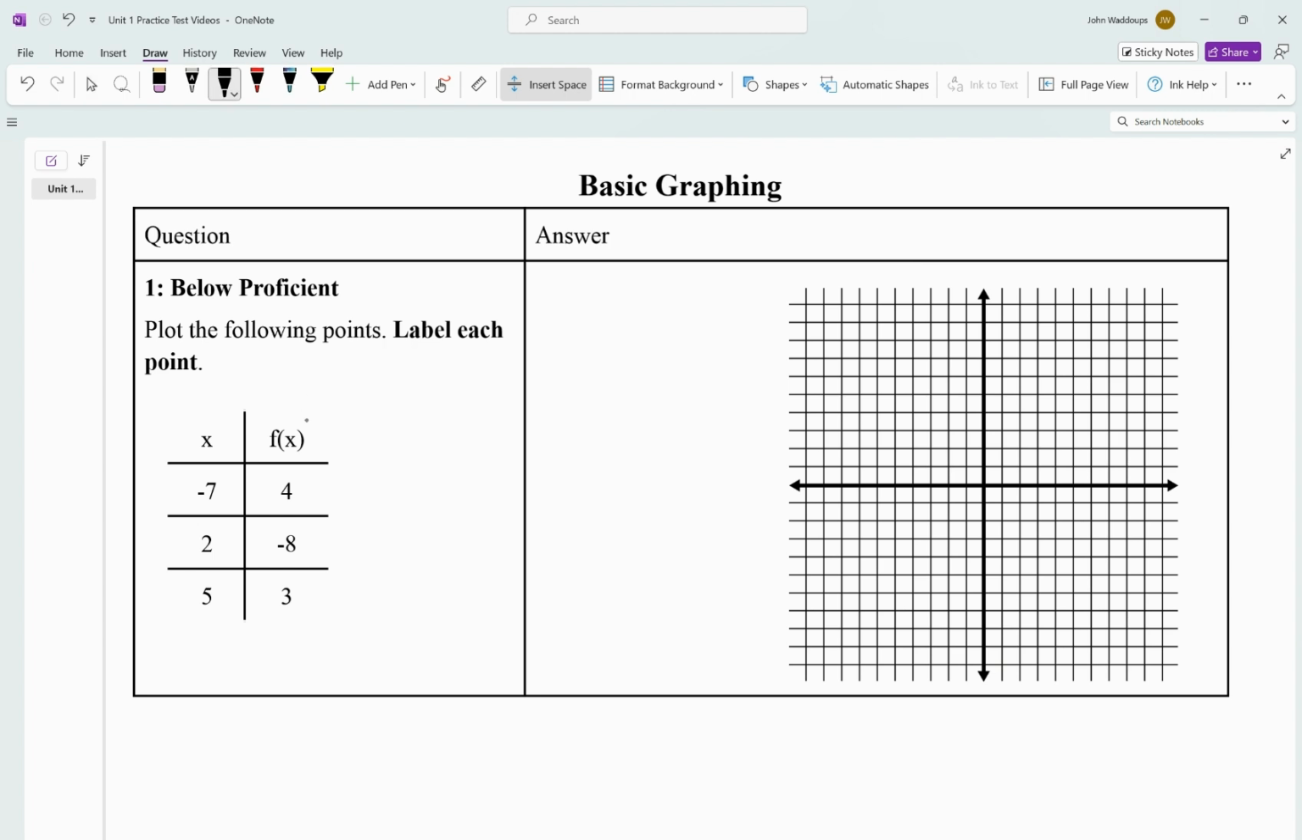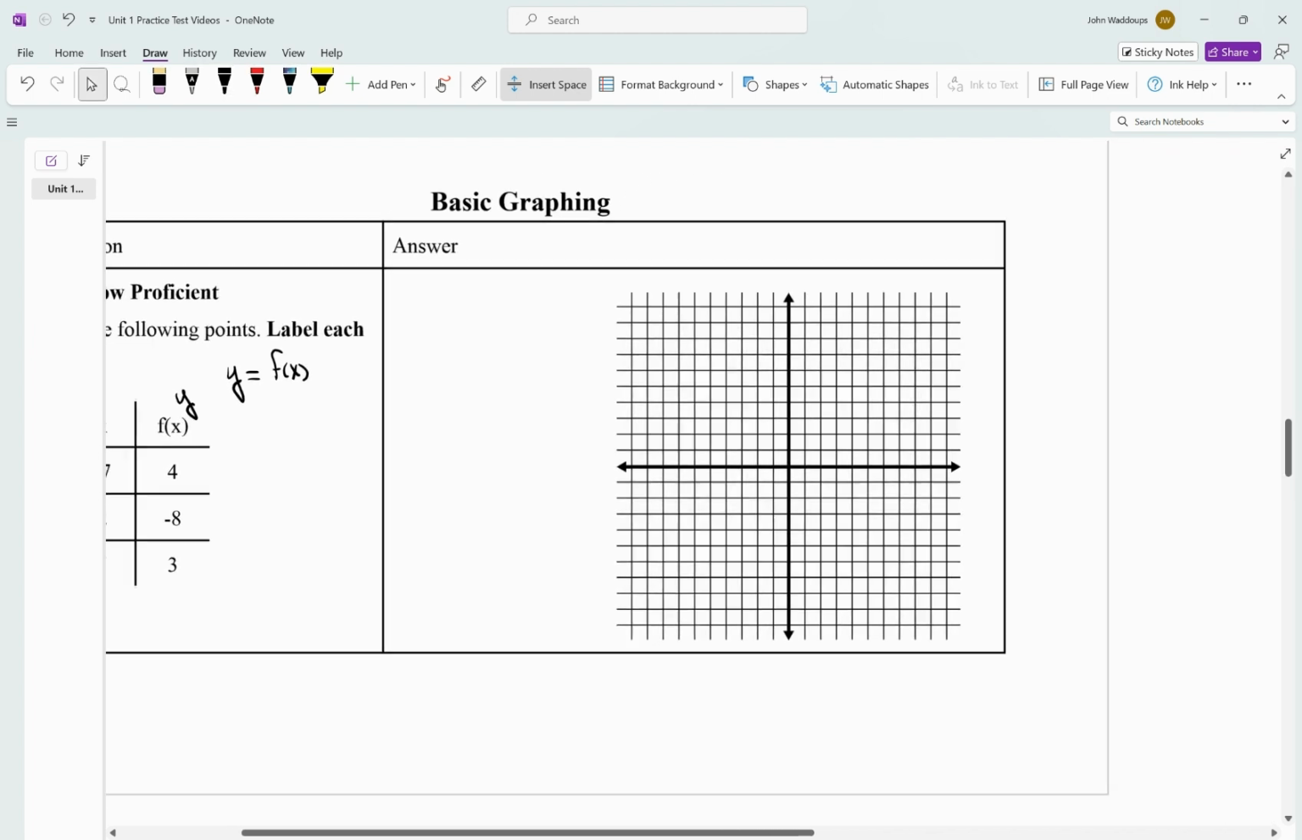Something to keep in mind is that here it says x and f of x. So it's important to keep in mind that y is equal to f of x, so they can be used interchangeably. You could just as easily have called this y instead of f of x.